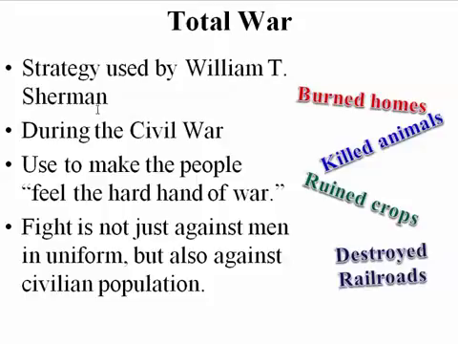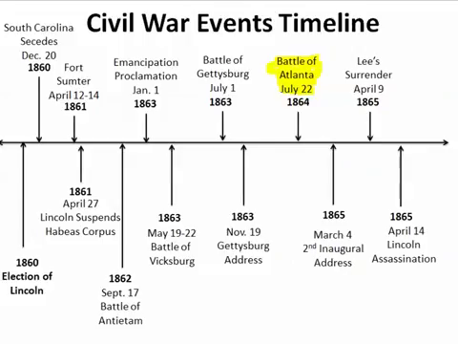So this strategy used by William T. Sherman and U.S. Grant during the Civil War made the people feel the hard hand of the war, and they're going to burn homes, kill animals, ruin crops, and destroy on the march to the sea to Savannah. And this Battle of Atlanta is going to take place on July 22nd, 1864.